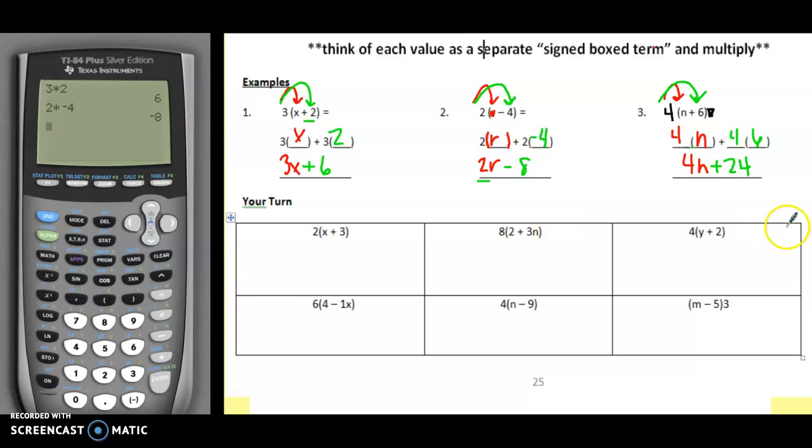All right, there are some more problems down below. I'm going to do 3 together with you and then 3 on your own. I'll go ahead and finish those problems so that you can check your work. Let's go ahead and do the first 3 together here.